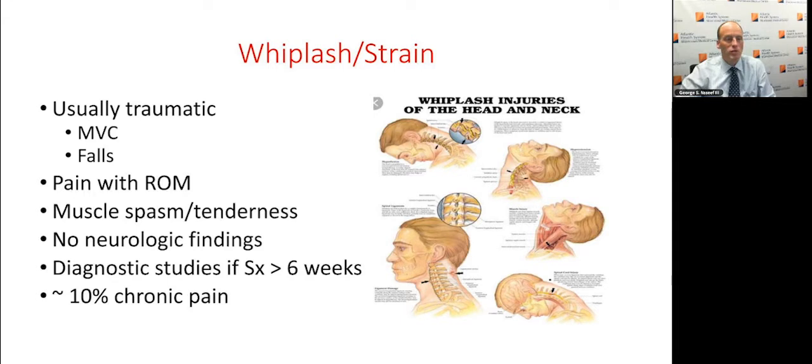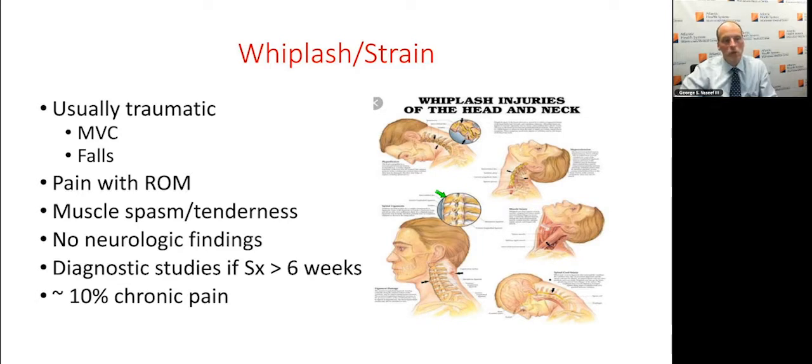So I'll start with whiplash and strains. The vast majority of whiplash and strains are traumatic in nature, and they result from MVCs or falls. Patients present typically with pain with range of motion. They'll have muscle spasms and tenderness. No neurologic findings can be present. So if a patient has any deficit whatsoever, it's not a whiplash or strain by definition. Diagnostic studies are not indicated unless a patient has symptoms for more than 6 weeks.